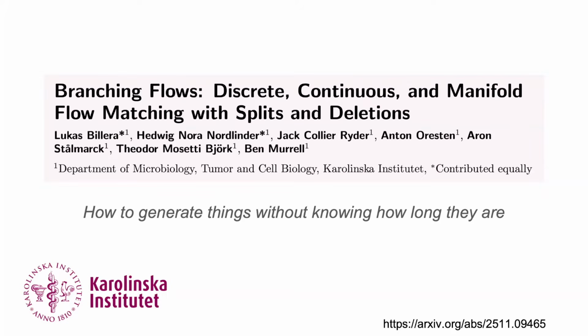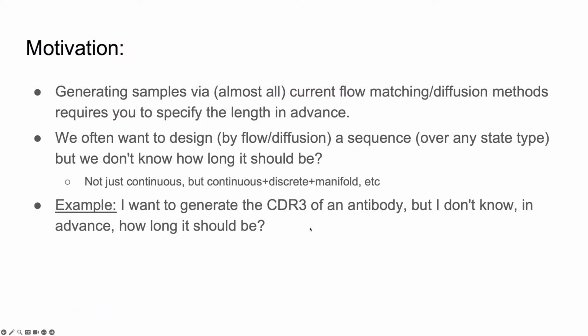The motivating problem here is that I find it a little bit annoying that when you want to sample from most of these classes of flow matching or diffusion models, you have to say exactly how long something must be in advance, how many elements there must be in this sequence. There's a few exceptions, but almost all models require that to be pinned down.